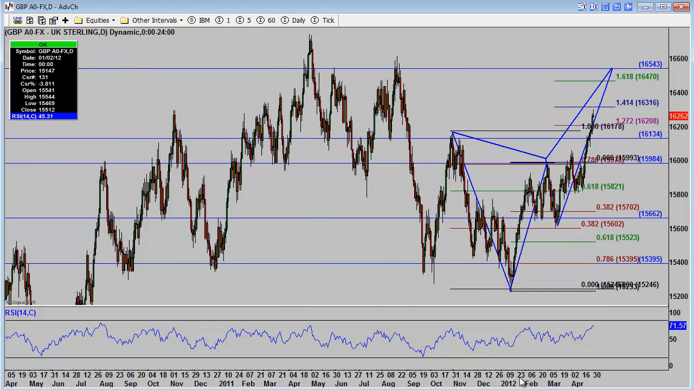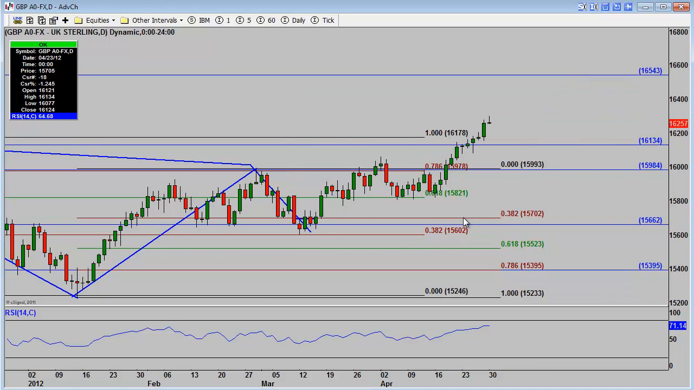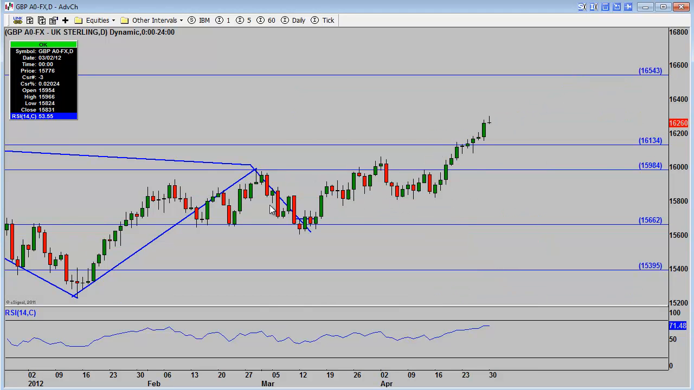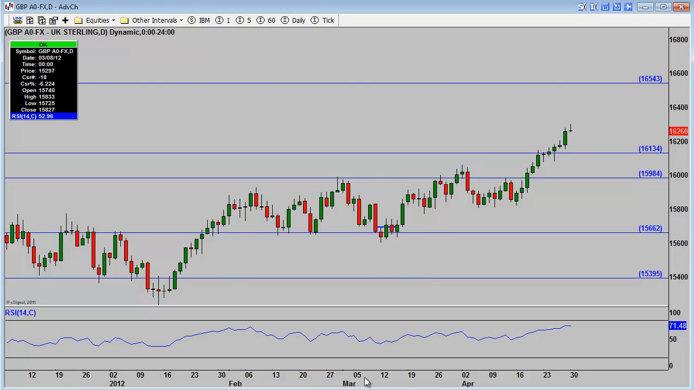So the question now becomes, how do I want to play this? Do I want to wait for the butterfly pattern to complete at structure before I sell, or let's say I'm a trend follower and I now see opportunity. I see a potential move from 161.34 to 165. There's a significant move in there, isn't there? There's a lot of pips to be had. This is a daily chart, so it's a higher time frame.